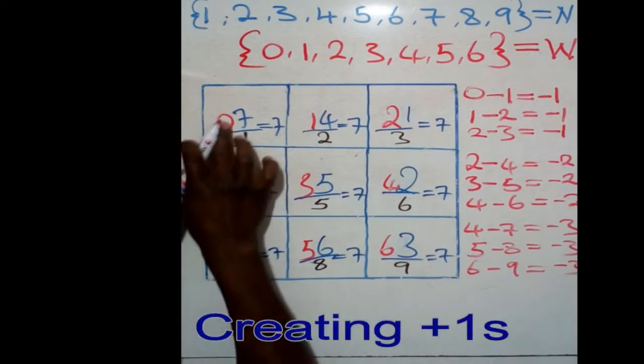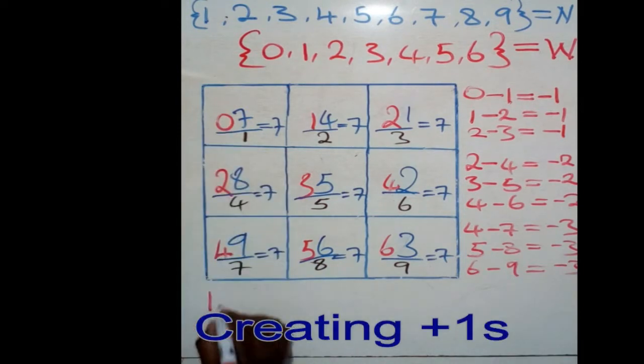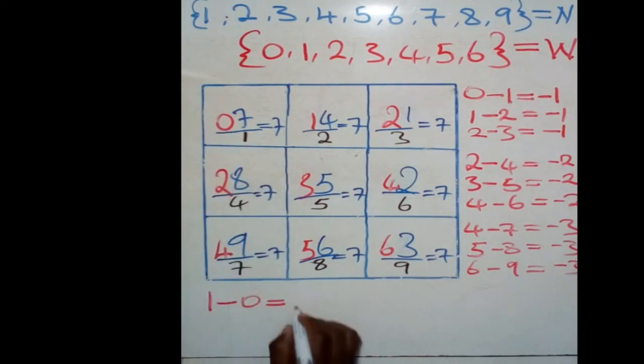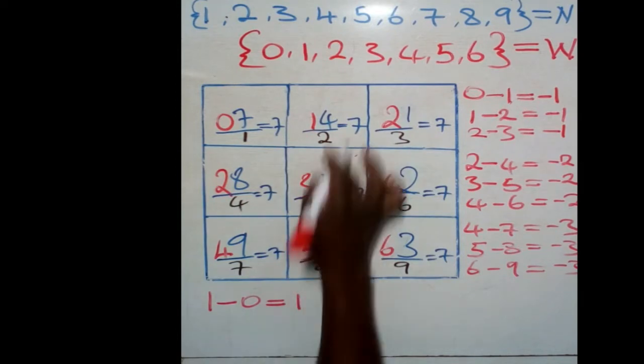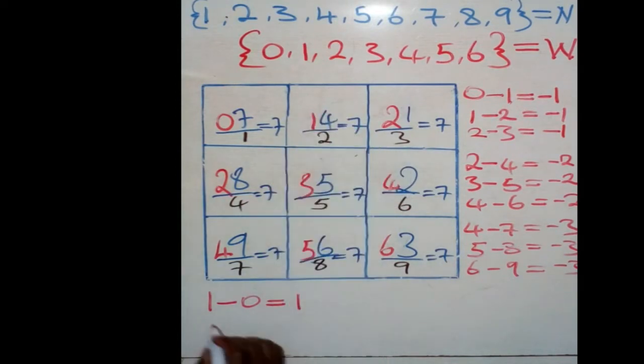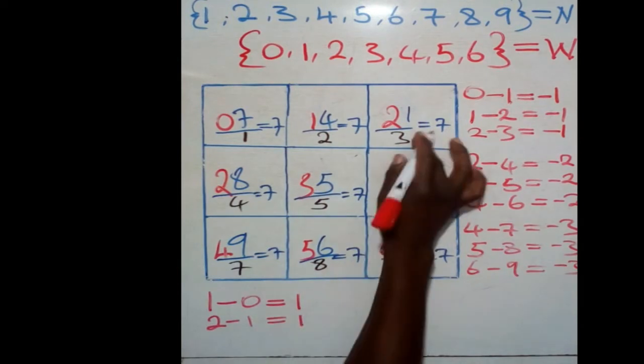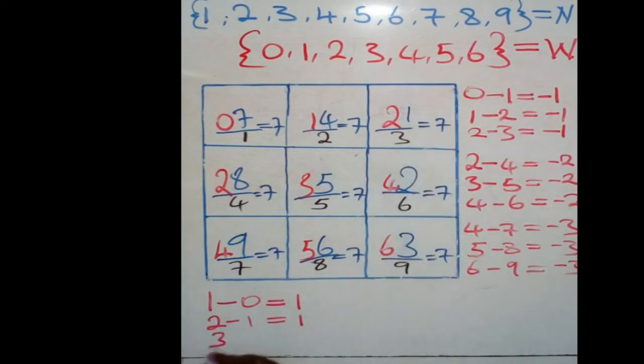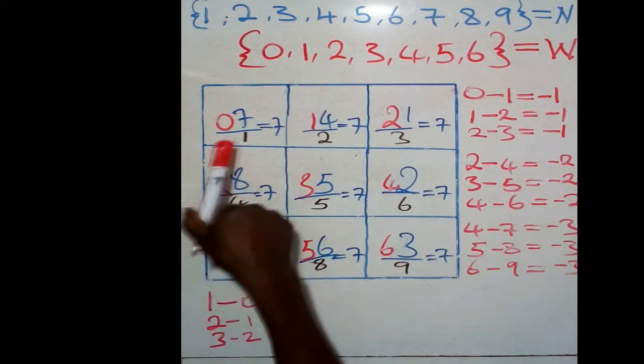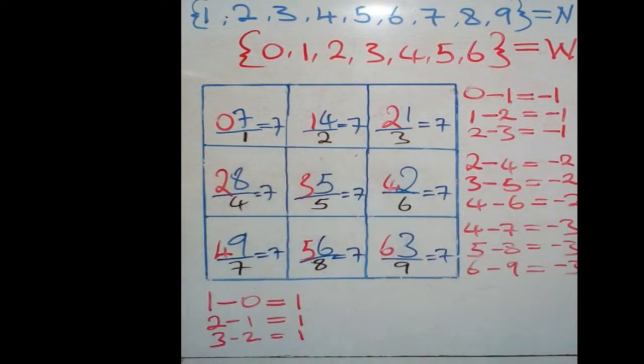1 minus that 0. 1 minus 0 is equal to 1. 2 minus 1 is equal to 1. 3 minus 2 is equal to 1. We are able to create 3 positives using those numbers.